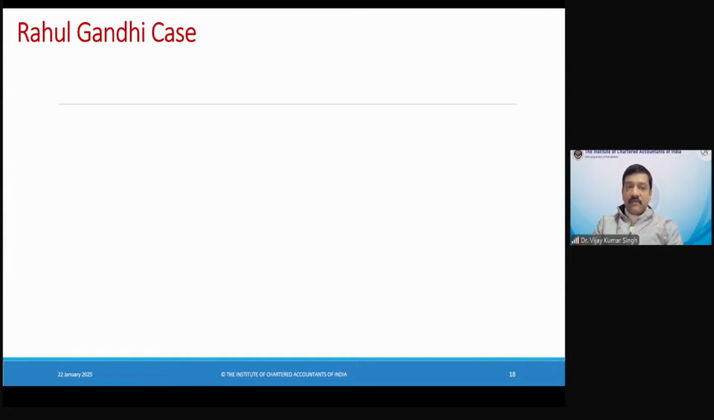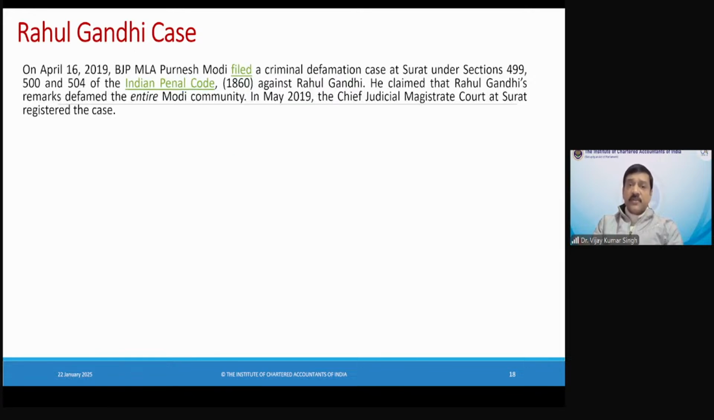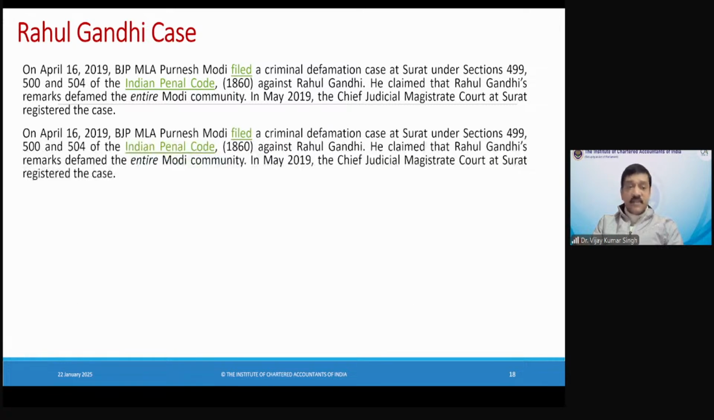Let us have a look at one of the recent cases. You people are aware of this case. This is Rahul Gandhi's case in Gujarat. It was filed for defamation. He used certain terminology during an election campaign, and one of the Members of the Legislative Assembly filed a case in Gujarat about defamation. There was a judgment given in this particular case by the court, and they imposed a punishment of 2 years.